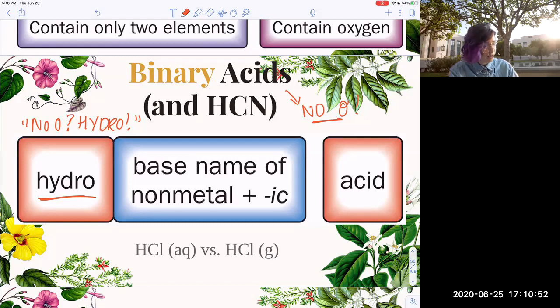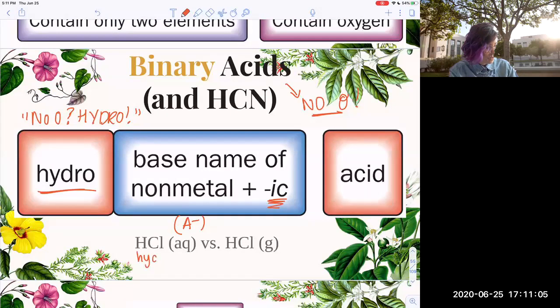If it gets a hydro, it automatically gets an ic. The base name of the nonmetal, this is your A minus, okay? And then we'll put the word acid on the end. So your example here is hydrochloric acid. This is a hydrogen ion and a chloride ion. The chloride turns into hydrochloric. And then this is called hydrogen chloride. It's just named like an ionic compound because it's a gas, not aqueous. So it doesn't matter if you have aqueous or not, how you're going to name these things.